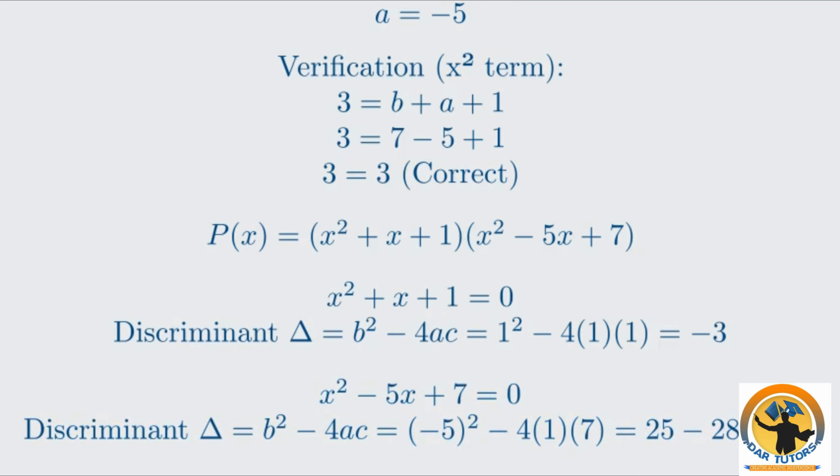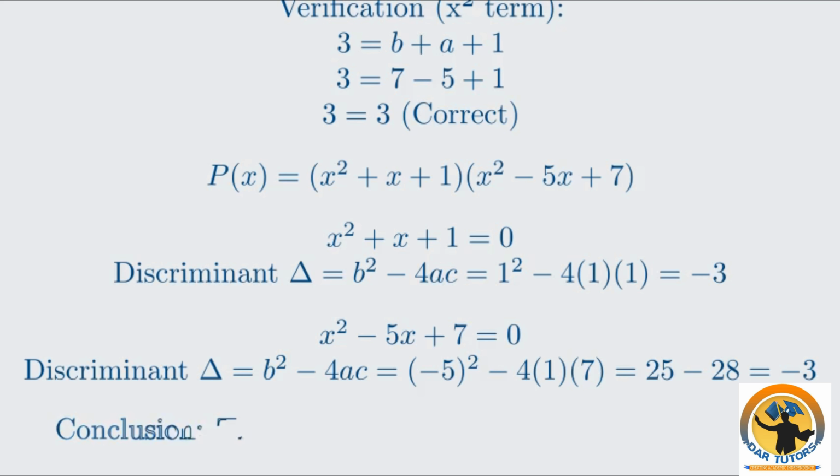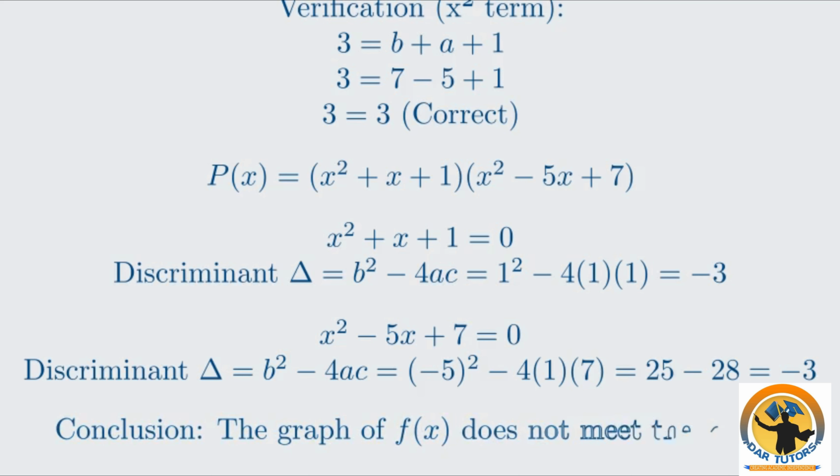Since neither quadratic factor has real zeros, the original quartic polynomial has no real zeros. This means its graph does not intersect the x-axis at all. We have shown that the graph of f of x does not meet the x-axis.